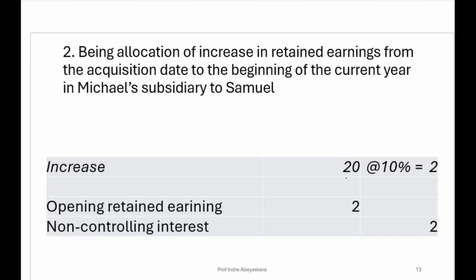Then the second phase is where the increase in retained earnings or shareholders' equity, for that matter, from the date of acquisition to the beginning of the current period. From that, the non-controlling interest portion is assigned, and here the increase is from 290 to 310, and that increase is 20 million, and the non-controlling interest is 2 million, and therefore we assign 2 million to non-controlling interest.